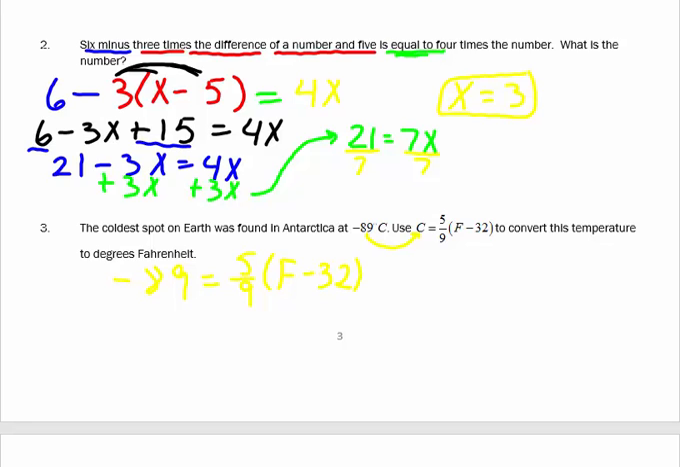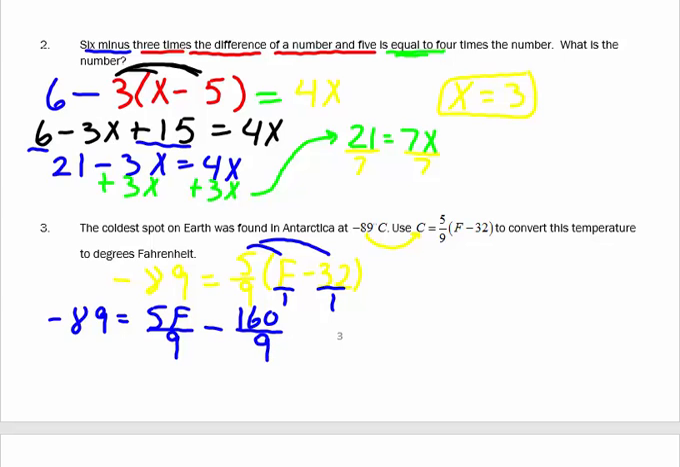So there are a couple ways to continue with this problem. I'll go ahead and just distribute. When we multiply fractions, we should love multiplying fractions because we just multiply straight across. So negative 89 equals 5 times f is 5f, and 9 times 1 is 9. Minus 32 times f is 160, and 1 times 9 is 9.